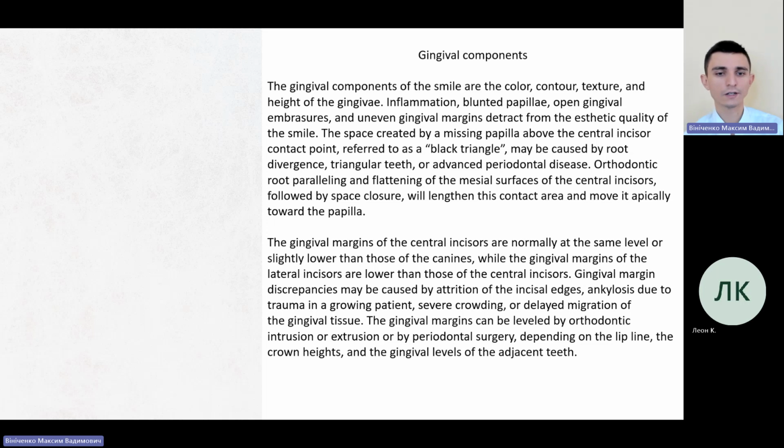The gingival margins of the central incisors are normally at the same level or slightly lower than those of the canines, while the gingival margins of the lateral incisors are lower than those of the central incisors. Gingival margin discrepancies may be caused by attrition of the incisal edge, ankylosis due to trauma in a growing patient, overcrowding, or delayed migration of the gingival tissue. The gingival margins can be leveled by orthodontic intrusion or extrusion, or by periodontal surgery, depending on the lip line, the crown heights, and the gingival levels of the adjacent teeth.